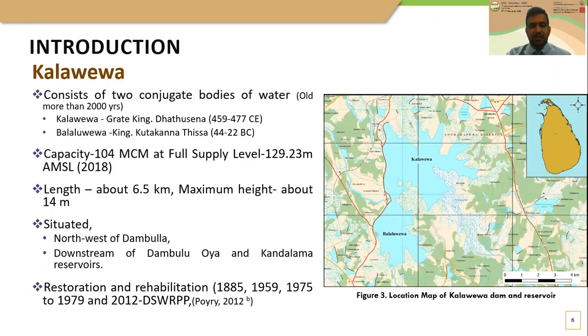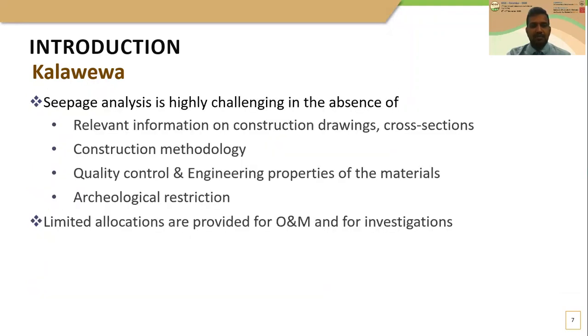Reservoir capacity is 104 mcm, the length of the dam is about 6.5 km, and the maximum bund height is about 14 meters. The dam is situated in the northwest side of the Double Tout and downstream of the Dambulla and Kandalamu reservoirs. The dam went through several rehabilitation works in 1885, 1959, 1975 and 2012 under several projects.